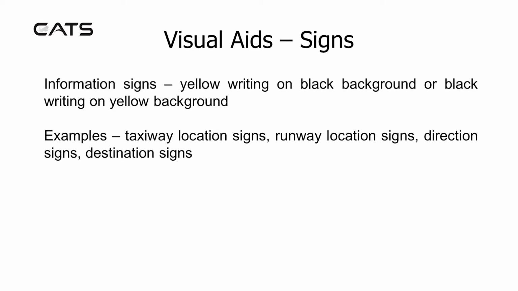Information signs are yellow writing on black background or black writing on yellow background. Examples are taxiway location signs, runway location signs, direction signs and destination signs.